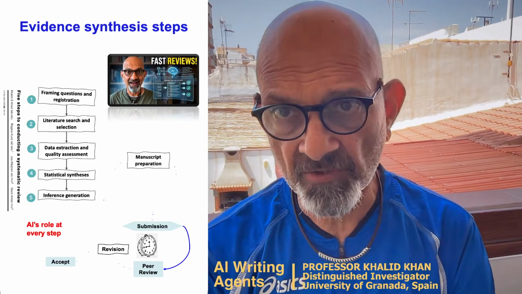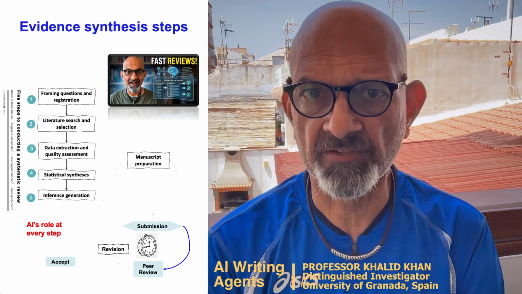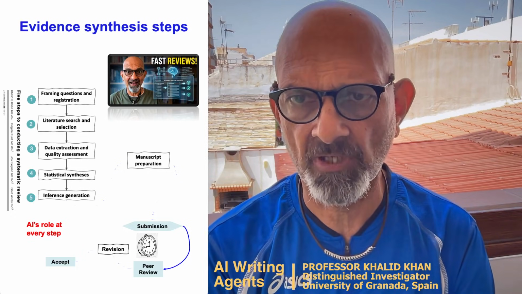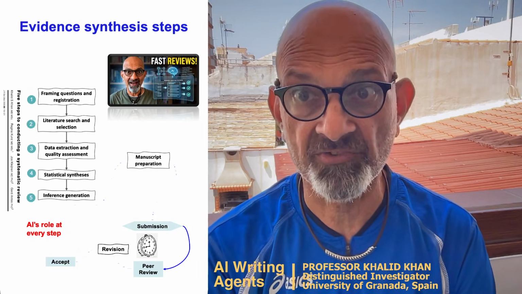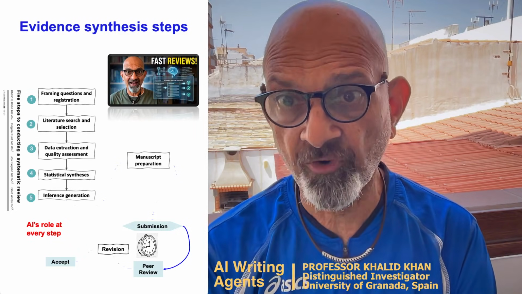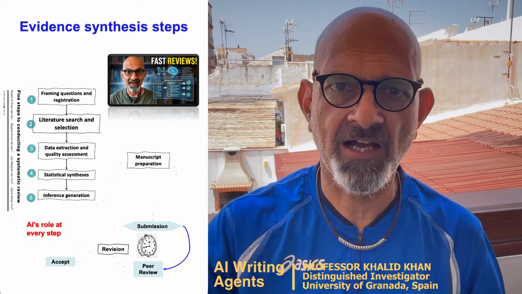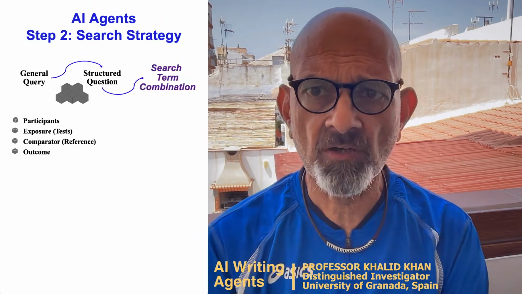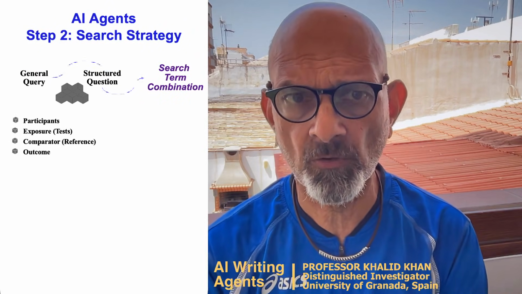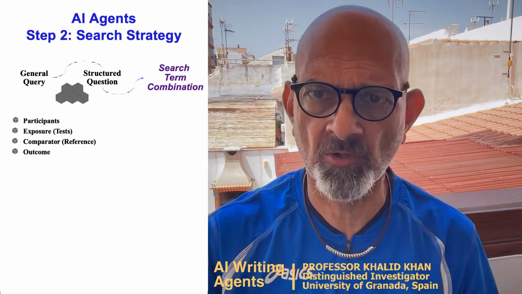We have in the previous video seen how artificial intelligence is applied to frame questions and to prepare a justification for undertaking a project which is registered. And following registration, we carry out literature search and study selection. So the general query is converted into a structured question. From this, we go to generate a search term combination.